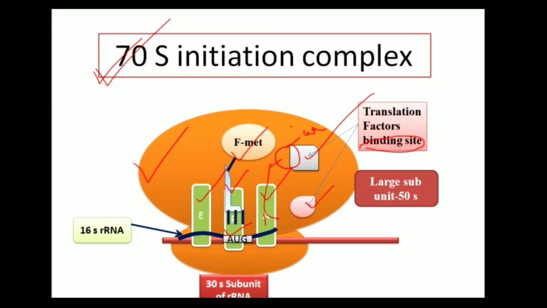So now this A site will be occupied, and this whole ribosome will move one codon downstream. As soon as they move one codon towards the downstream, the P site will go to the E site, and the A site will now be the P site, and again the A site will be free, and another charged tRNA will come and bind with the specific sequences present in the mRNA.